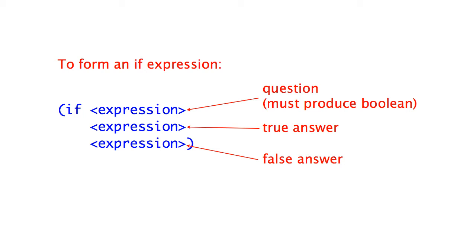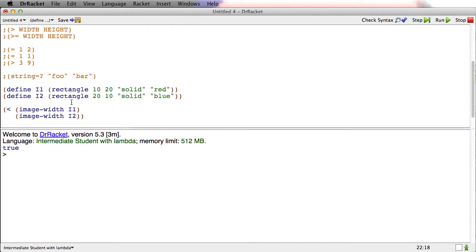We call those three expressions the question, the true answer, and the false answer. One key thing is that the question expression has to produce a Boolean value. So the question expression usually calls a predicate of some form. Now let's look at an example.